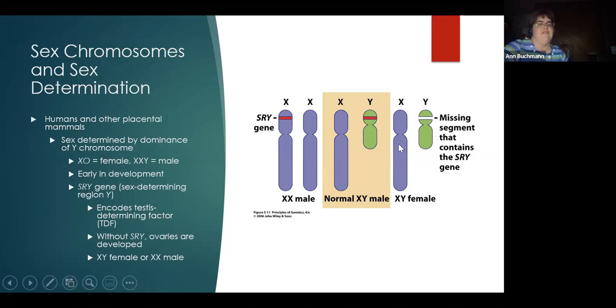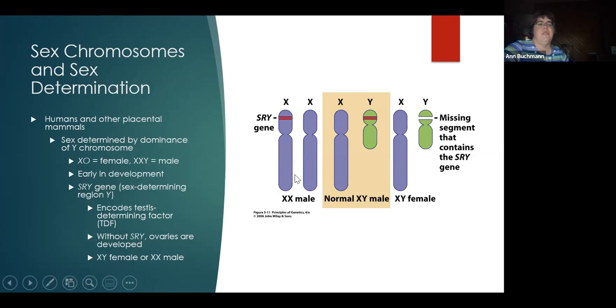And we know that this is the thing that makes you develop as a male, because if you're a person that has an X and a Y, but you're missing that particular gene, you develop as a female and you develop as a normal female. And again, you probably wouldn't even know that you had this unless you had some sort of genetic reason to have your genes sequenced and you realize that you have an X and a Y.